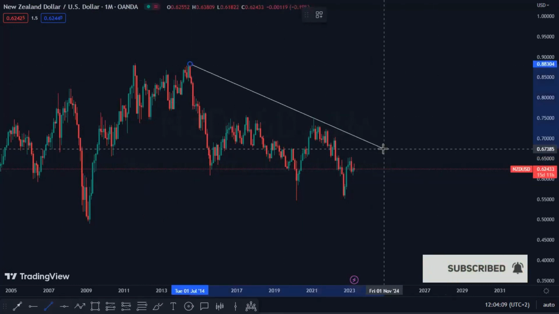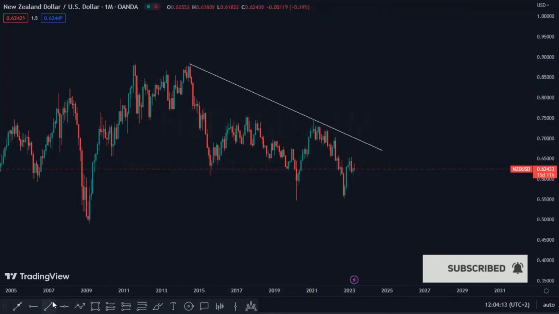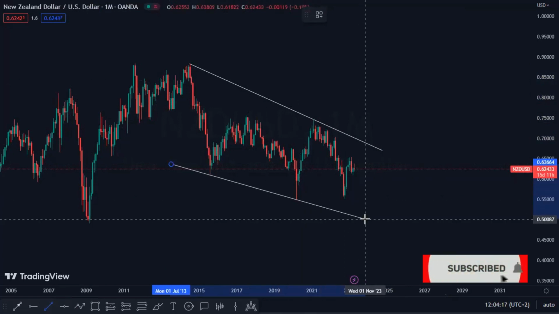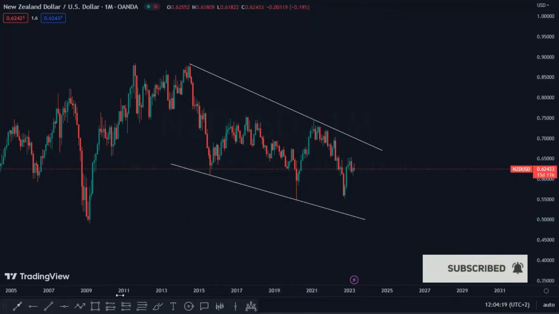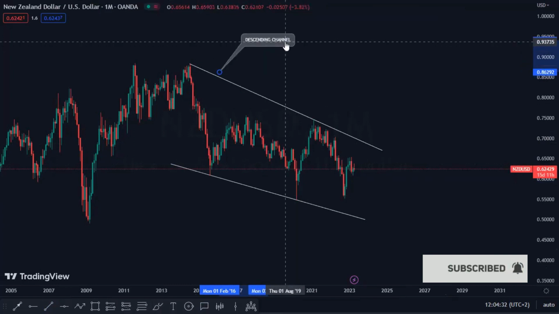Obviously, I'm gonna identify my larger outer structure, guys. And I can see that, okay, in my larger outer structure, I have some sort of a descending channel, right? I'm just going to outline that descending channel. This is my larger outer structure, guys.